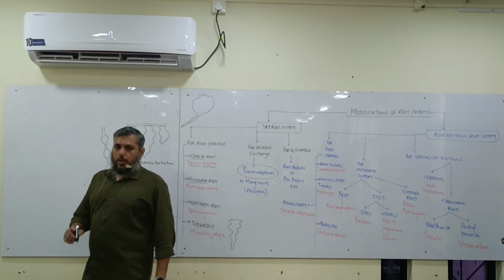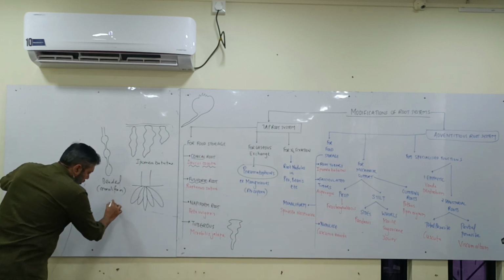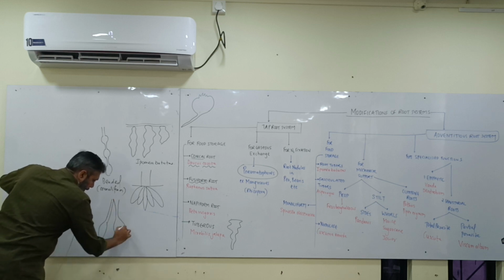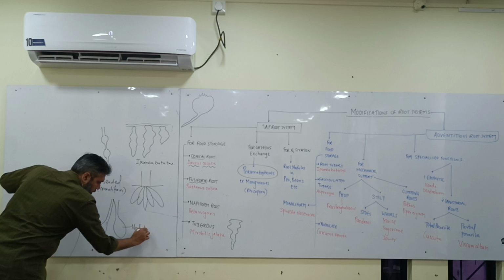The fourth one, who is it? Nodulose root. In nodulose roots, the root is swollen at the tip. The root is swollen at the tip, so that is why we call it nodulose.